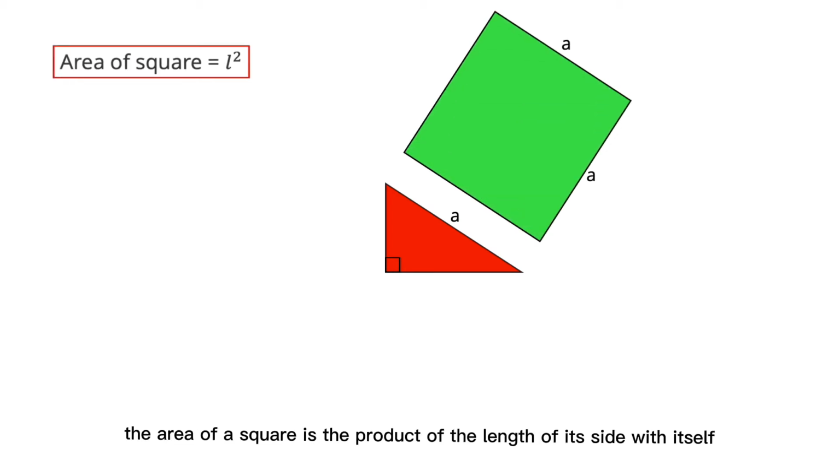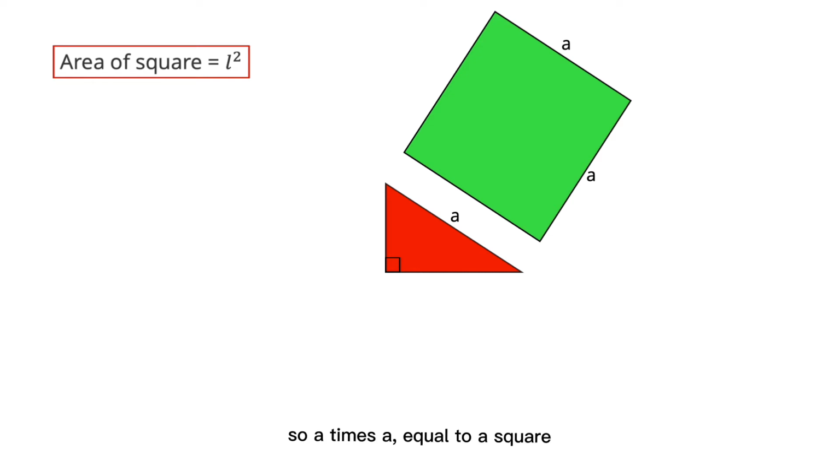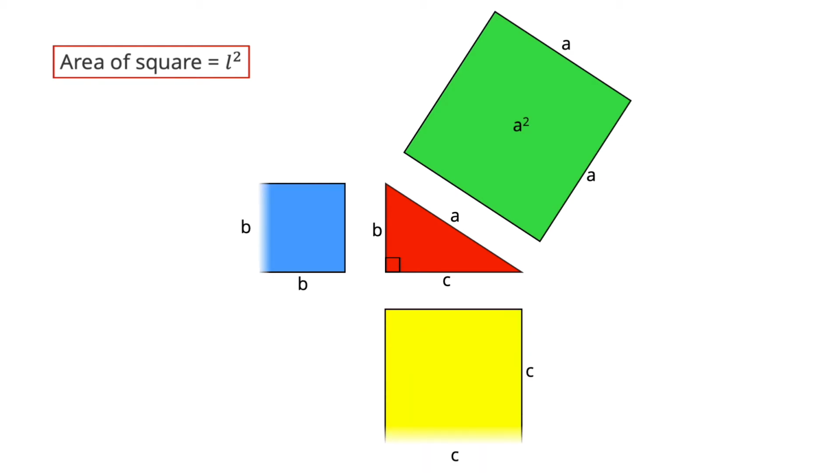The area of a square is the product of the length of each side with itself. So, A times A equal to A squared. For the remaining sides of length B and C, we build squares upon the sides B and C. B times B equal to B squared, and C times C equal to C squared. It forms a figure like this.